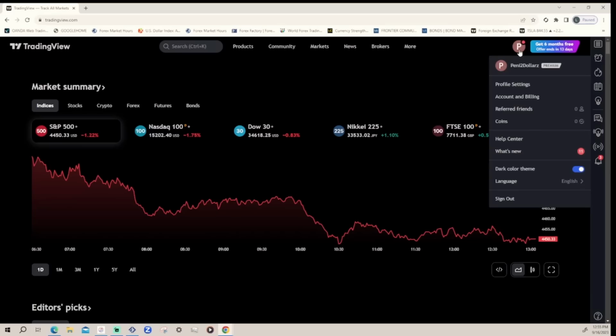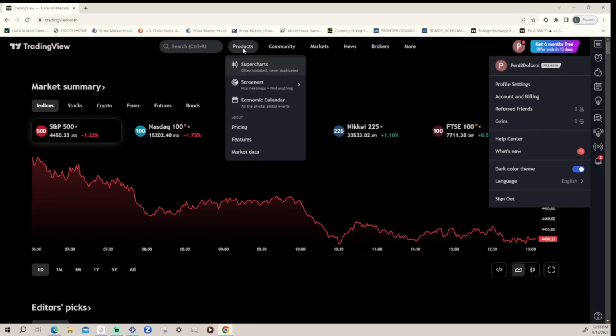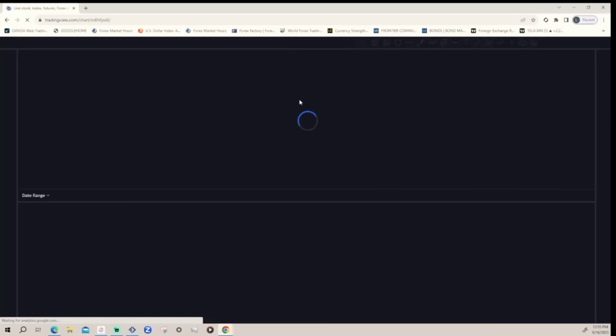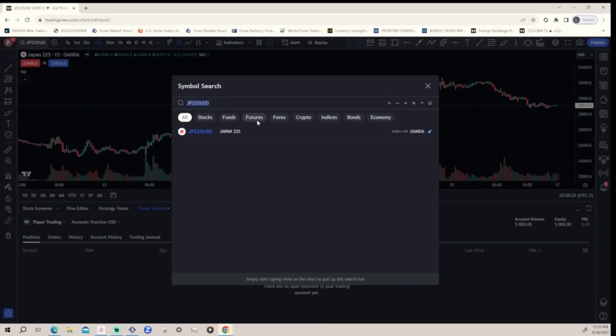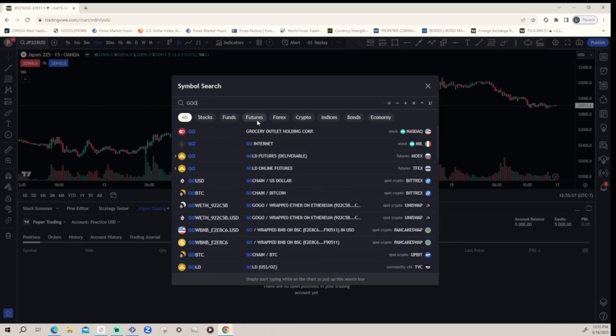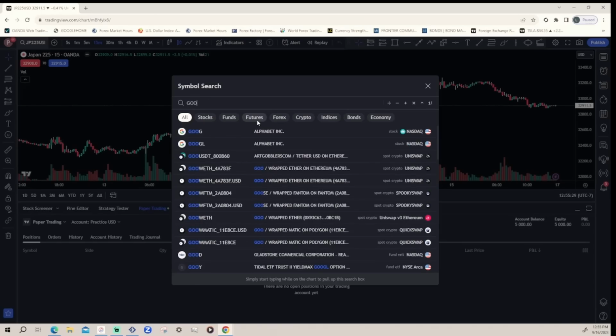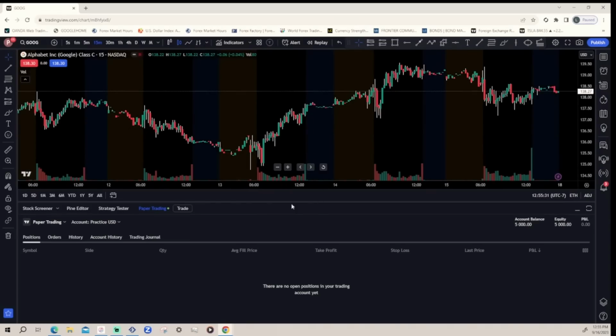Once you create an account, you have the ability to go over here. You want to go into products, Supercharts, and then it's going to bring you to one of the charts. For the sake of the video, we'll just choose any asset. We'll try Google, for instance. We're going to go to Google, and then what we want to do is right under here, in this pane down here, you want to go to where it says paper trade.